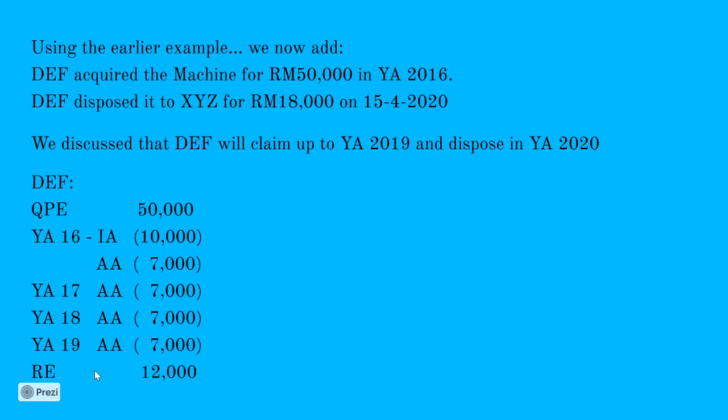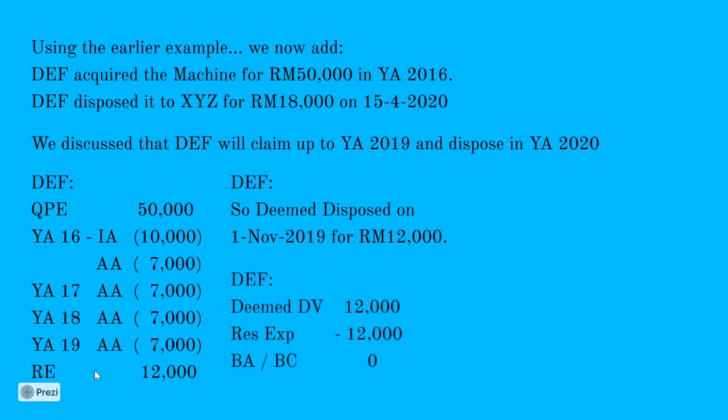The qualifying plant expenditure is 50K. You start claiming in year of assessment 2016. You're going to have IA and AA. You go on with 17, 18, and 19 is your last year. So the residual expenditure will be 12,000. Now, DEF will dispose it. The deemed date of disposal is 1st of November 2019 for 12,000. That's the deemed disposal value. So when you get 12 minus 12, the BA/BC is 0.